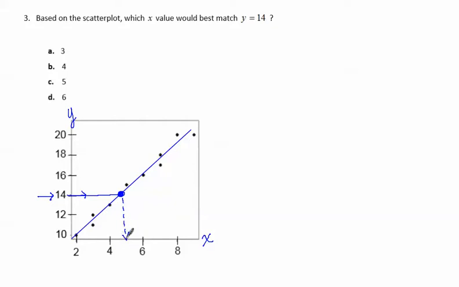That would be in the middle between the 4 and the 6. So you would call that a value of 5. So you would say that for a value of 14, the value of x that best matches that 14 would be 5.